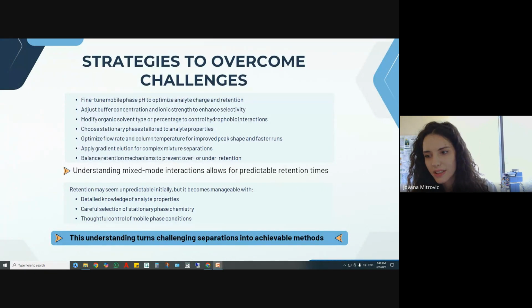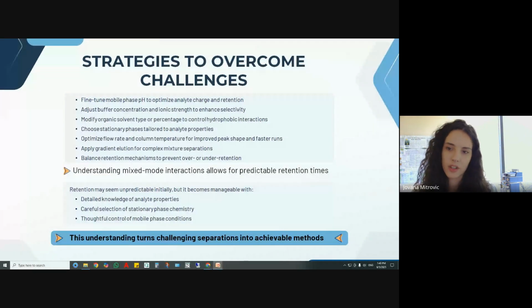So mixed mode interactions and retention time can seem unpredictable at first, but understanding analytes' behavior and carefully selecting the stationary phase makes it just amazing for achieving complex separations. So controlling mobile phase conditions like pH, buffer, and organic solvent transforms difficult separations into robust, reliable methods. So the bottom line is mastering mixed mode interactions empowers you to confidently separate even the most challenging samples.